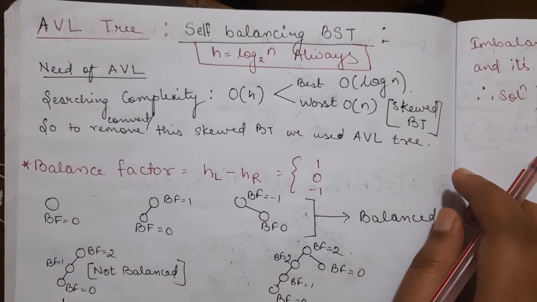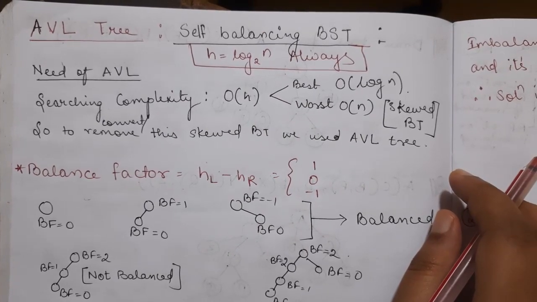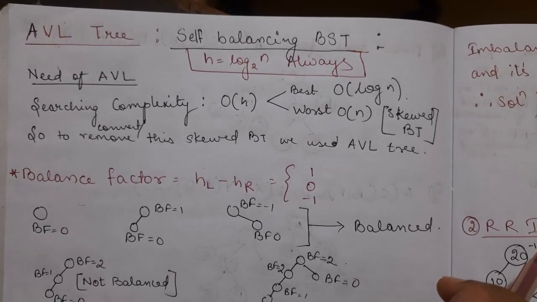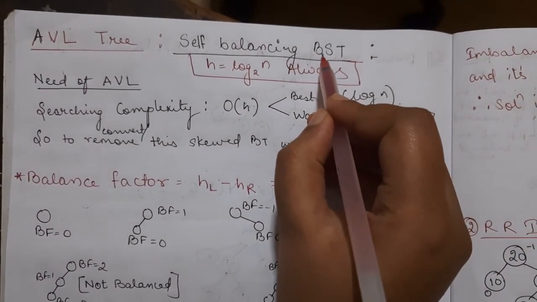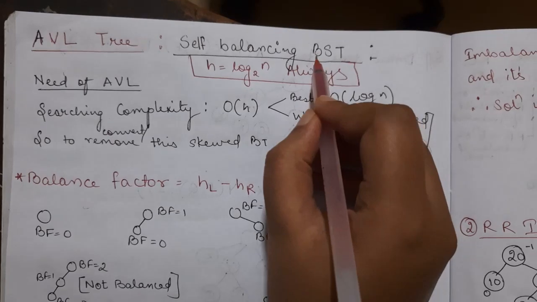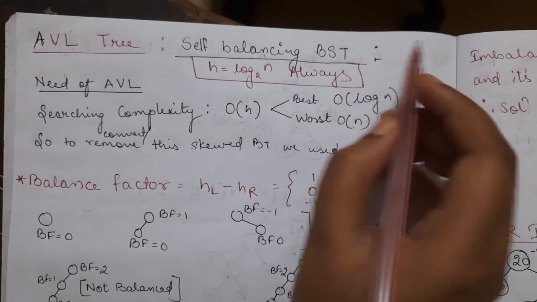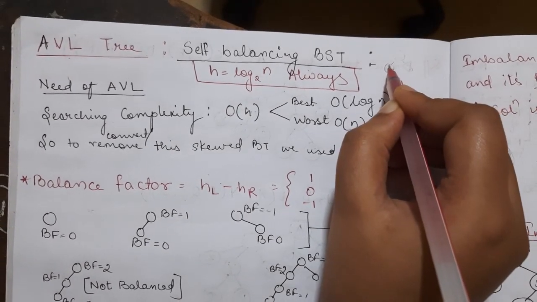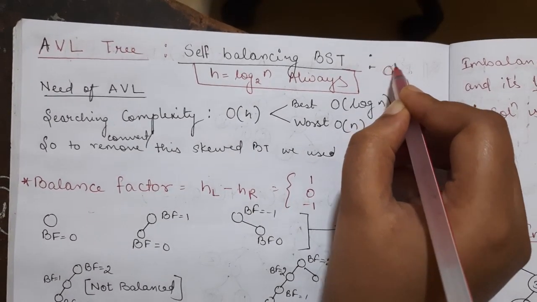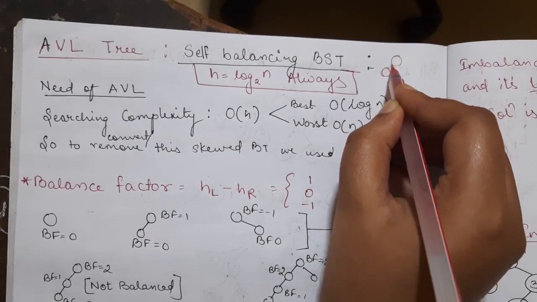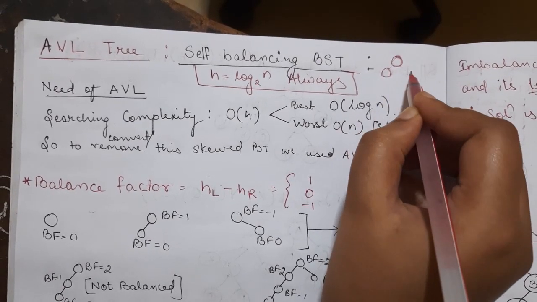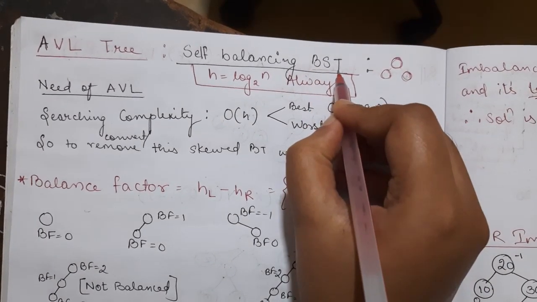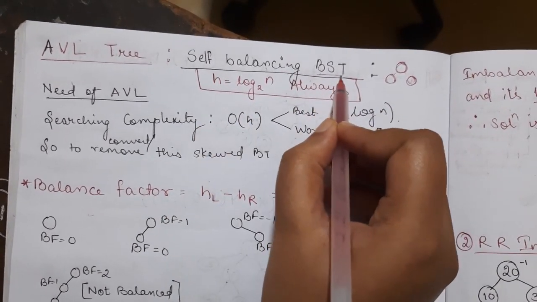This video is about AVL tree or self-balancing BST. So what does this BST do? BST means binary search tree. Binary search tree means a type of tree data structure in which the left child is less than or equal to the root node and the root node is less than or equal to the right child. So that is a BST or binary search tree.